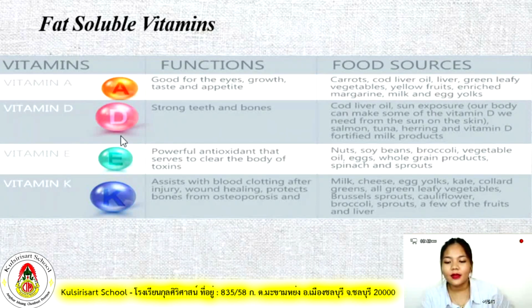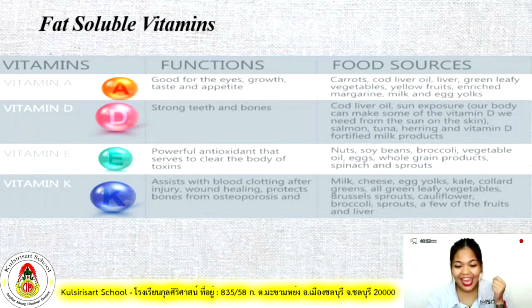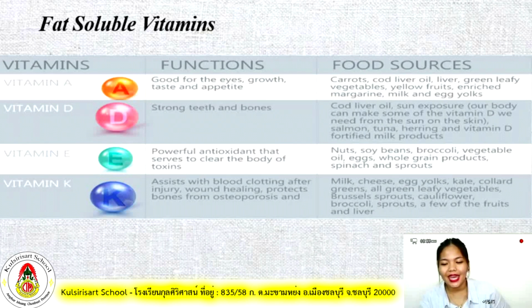The next one is vitamin D. Vitamin D is responsible for strong teeth and bones. If you have weak feet and weak bones, you should take in a lot of vitamin D. Now, where can we find vitamin D? Vitamin D is present in cod liver oil, sun exposure, salmon, tuna, herring, and vitamin D fortified products.